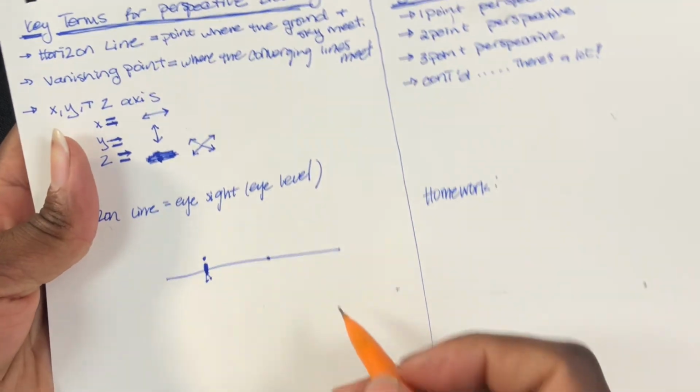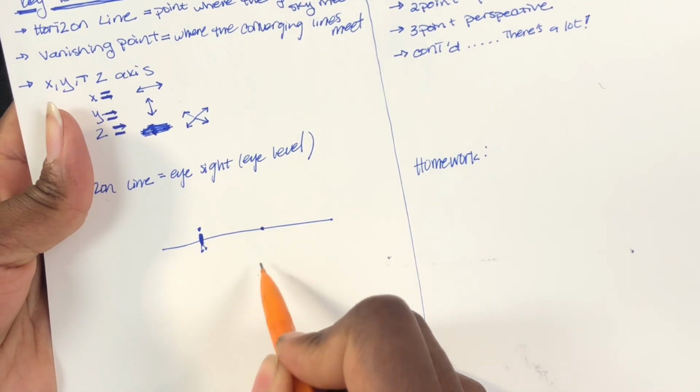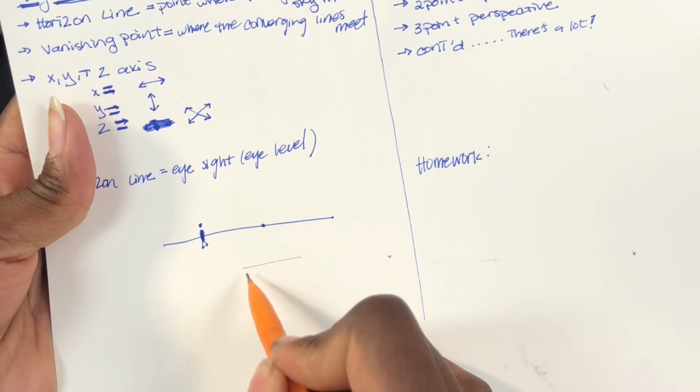Remember, grab your pencils. So what we're going to do is draw just a normal square. Draw a square first. We're just going to make it below the horizon line.